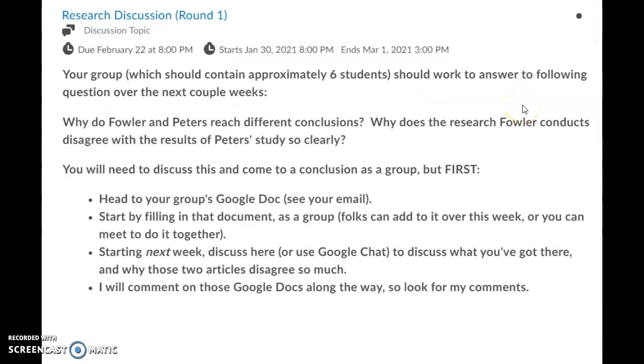The research discussion, again, this is the same question as from last week. This week, you should have been getting a fair bit of feedback from me in your Google Doc. You guys can either continue discussing there if that's where you want to work, or in the discussion forum, which is linked right here. You now want to start working towards developing a robust answer to your question.